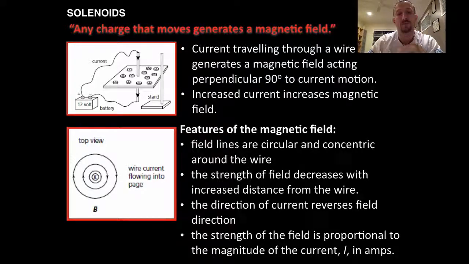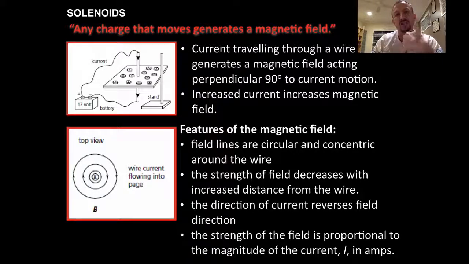I've dealt with the first bullet point, which is that circular concentric circles of magnetic field will be generated which act at 90 degrees to the flow of current. Also, the further out that you go from the current carrying wire, the more your magnetic field is going to decrease. That again stands to reason, because you're less subjected to that flow of charge.